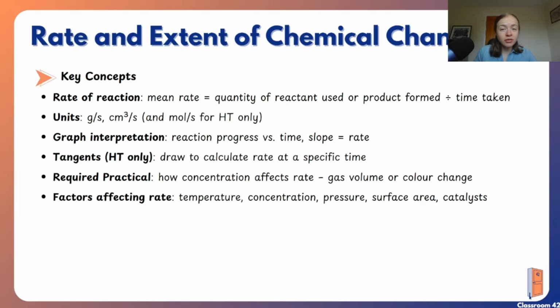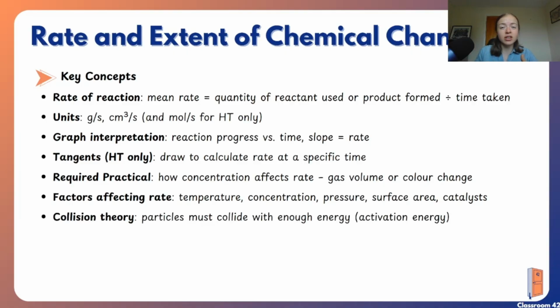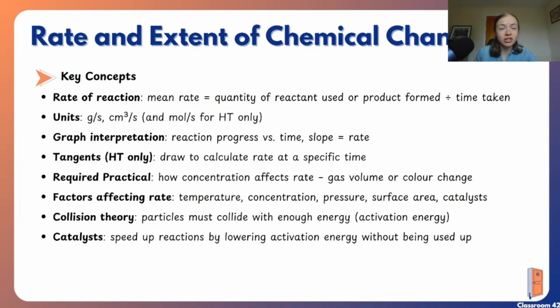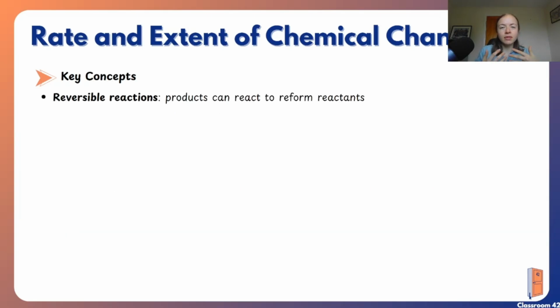The factors affecting the rate of reaction, so you need to know how temperature, concentration, pressure, surface area and catalyst all affect the rate of reaction, and apply collision theory to this, so the idea that particles must collide with enough energy, known as the activation energy, in order for a reaction to occur, and that catalysts can speed up the rate of reaction by lowering that activation energy without being used up. You also need to be able to recognise and interpret reaction profiles, and you might need to compare with and without catalysts. And with a lot of these being very long units, there's a lot of things you need to know, but you can see how this whole unit interweaves into one cohesive bit of knowledge.